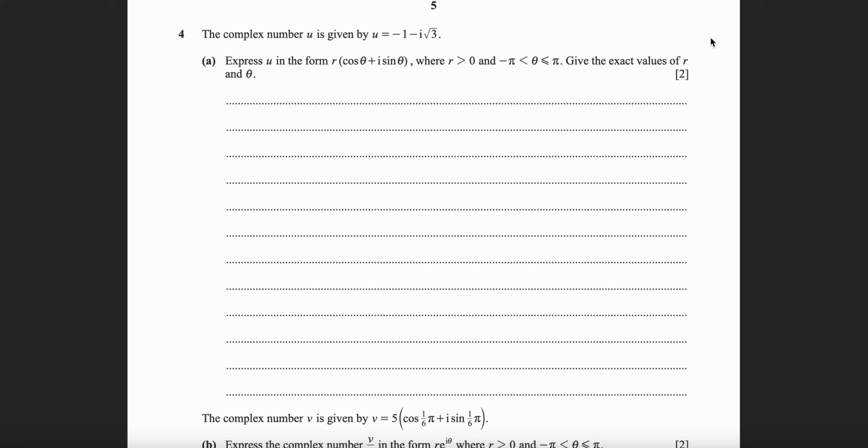We're going to give our r and theta values in exact form. So this form is what we call the polar form. The r represents the modulus of the complex number that we're given, right? So r is the modulus of u, and theta is the argument of u.